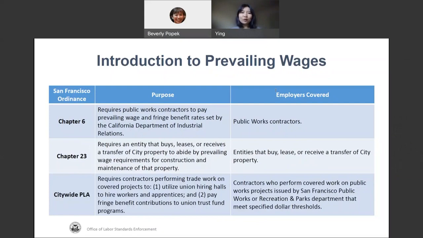Today we're going to go over the 3 different laws that we enforce in our office, and they are Chapter 6, Chapter 23, Citywide PLA. Here's a little overview of these 3 laws and who are subject to these laws.